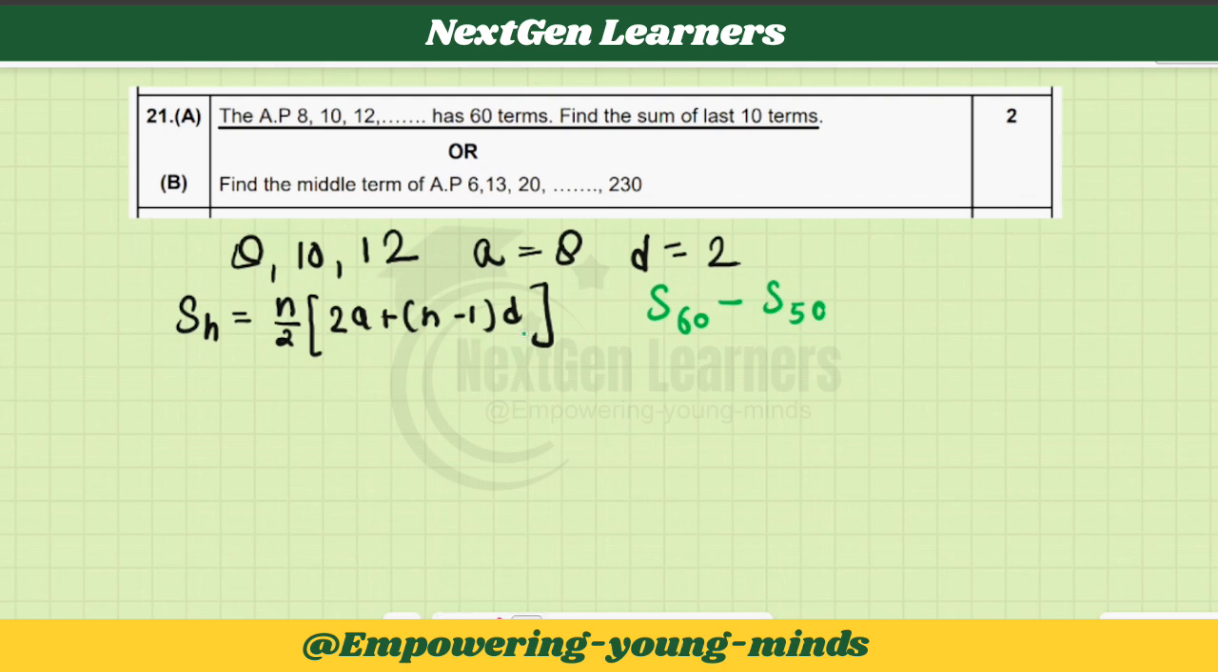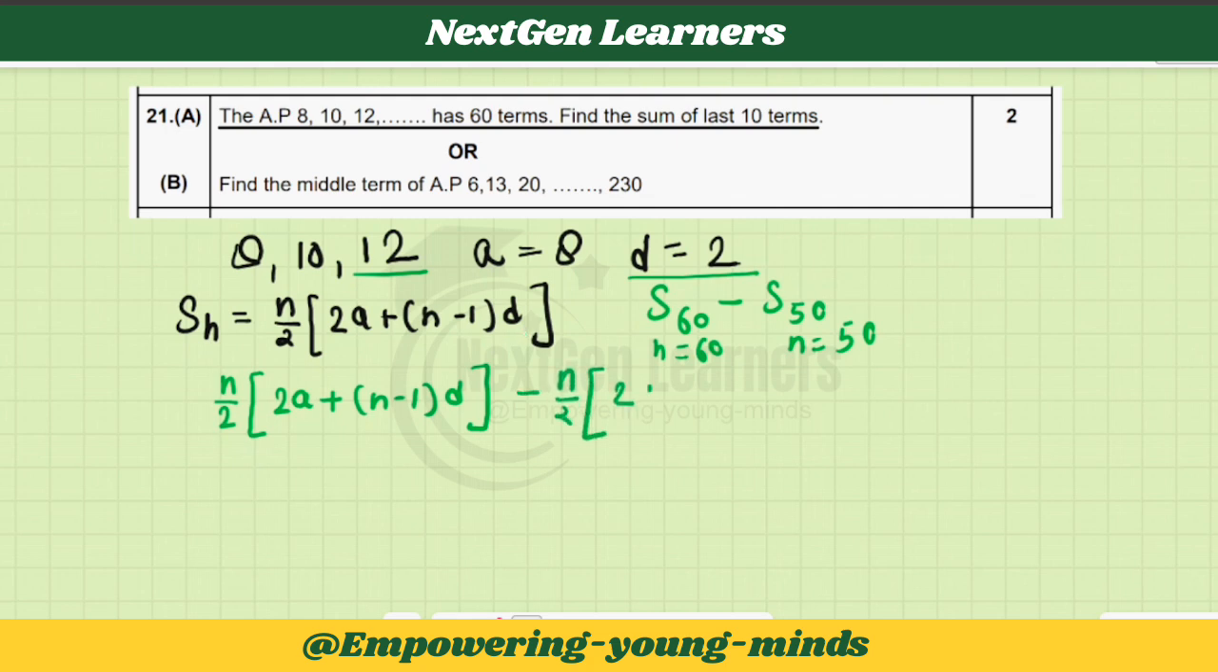सो यूज दिस फॉर्मूला फॉर दिस इक्वेशन. सो द इक्वेशन विल बी as for 60, here n is equal to 60, and for this n is equal to 50. First term and the D will be same for both. So I'll use the formula n upon 2 into 2a plus n minus 1 into D. This is basically for 60 terms, and minus again n upon 2 into 2a plus n minus 1 into D. This is for sum of 50 terms.